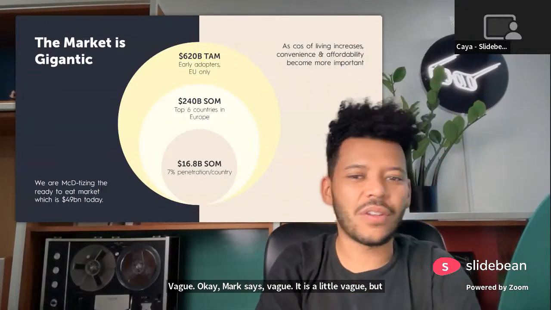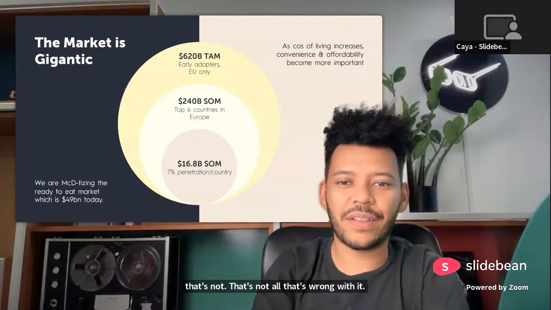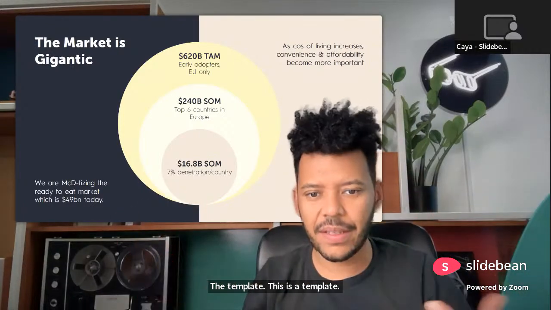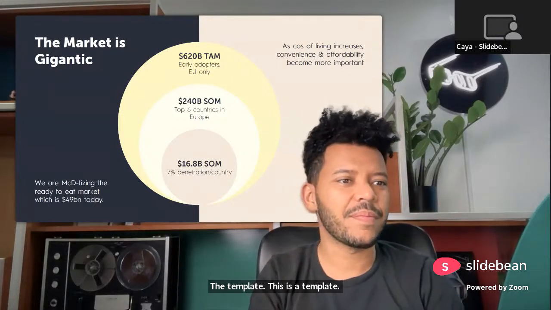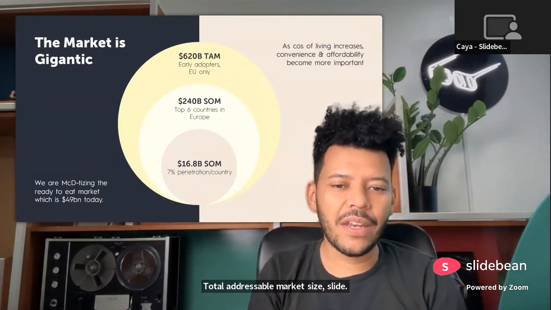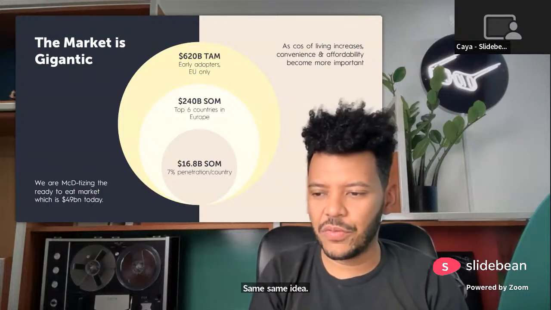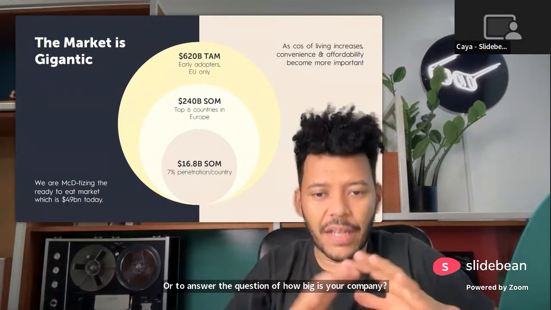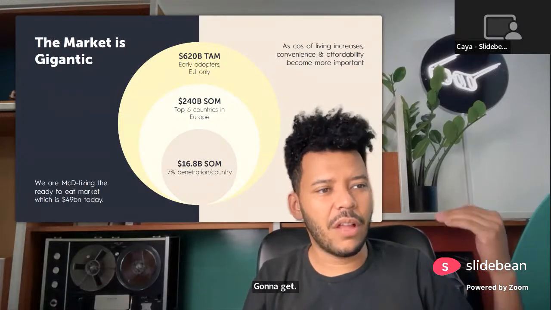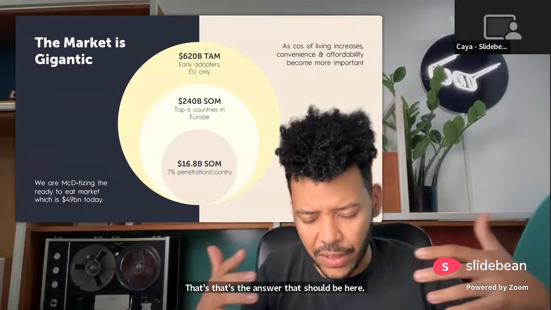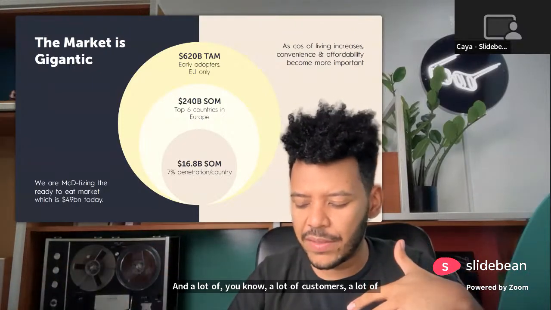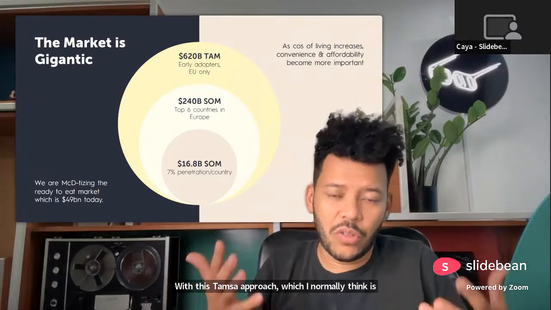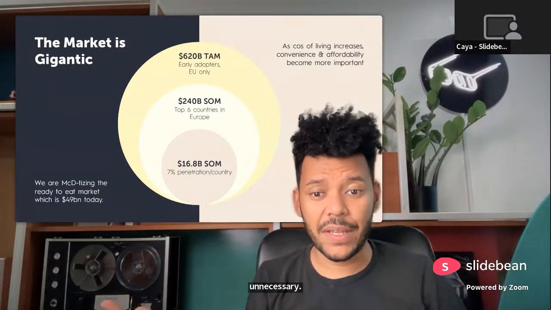So, problems with this slide. We'll start with TAM. This is a TAM slide, a total addressable market size slide. The main objective of a TAM slide is to answer the question of how big your company is going to get. A lot of founders try to go with this TAM SAM SOM approach, which I normally think is unnecessary. Normally, what you want to go with is just, how big is my company going to get?